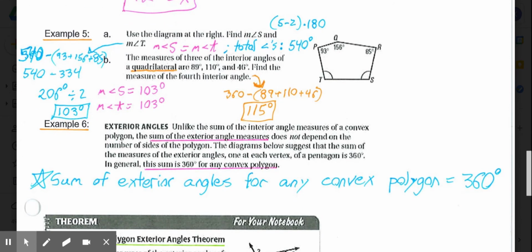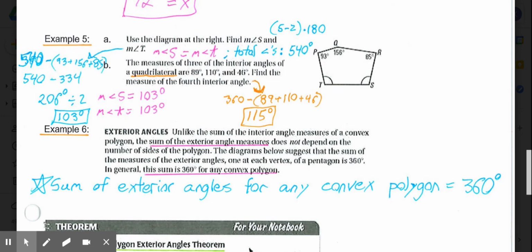Now in 5, we have parts A and B. First, we'll look at A. Use the diagram at the right to find the measure of angle S and the measure of angle T. Well, they put an arc on T and S, meaning they are congruent. So S and T measure the same amount.